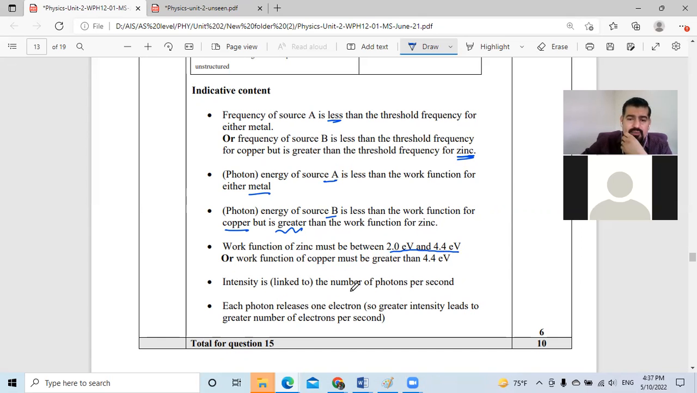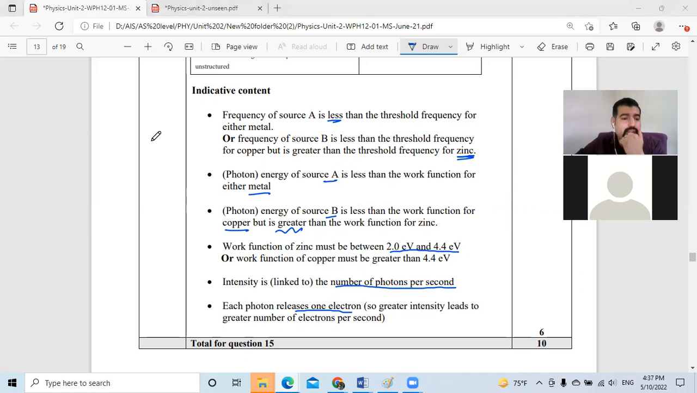The intensity is linked to the number of photons per second, as we said. Each one photon releases one electron. So greater intensity leads to a greater number of photons and electrons every 1 second. Now, how can we connect these ideas together to answer the question?